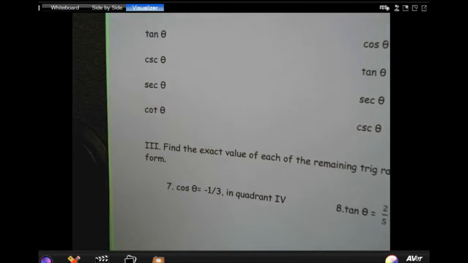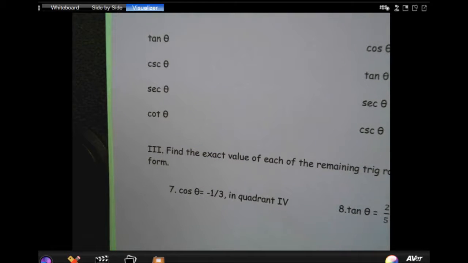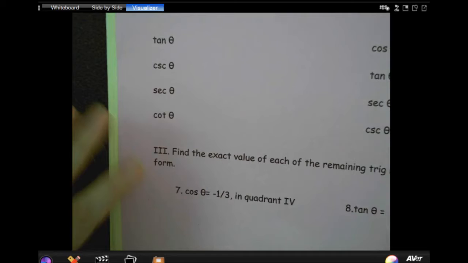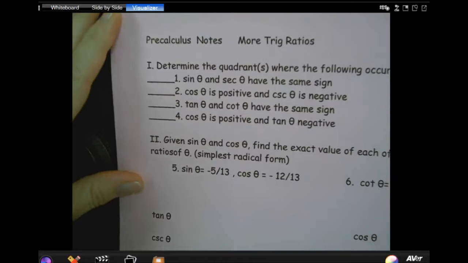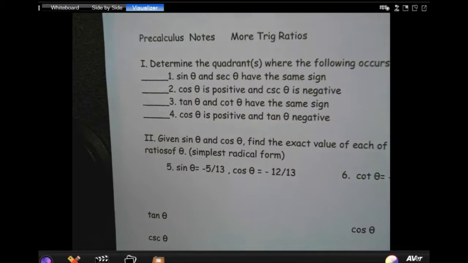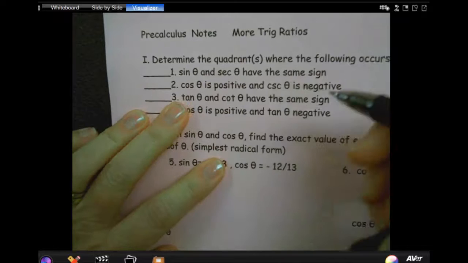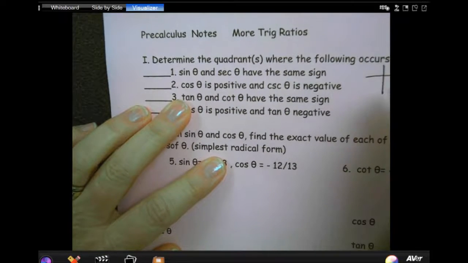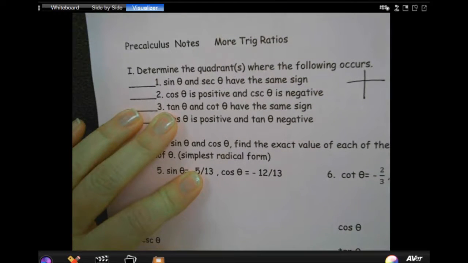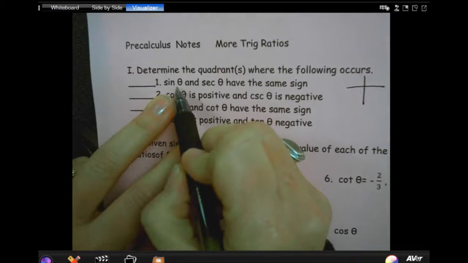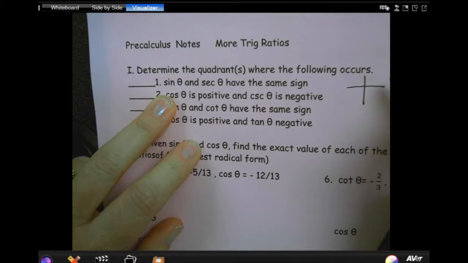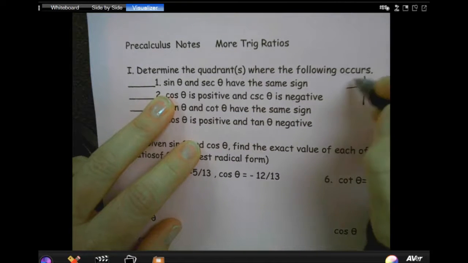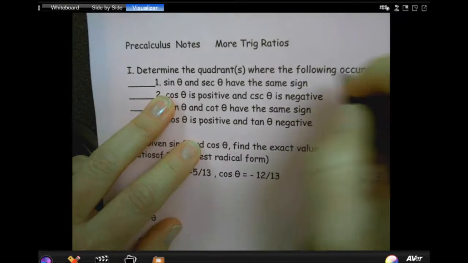So, to start, number 1 says determine the quadrants where the following occur. So the sine and the secant have the same sign. If I draw a little quadrant over here, the sine is the y value. So where is the y positive? The first and the second, okay? So the sine is going to be positive in the first and the second.